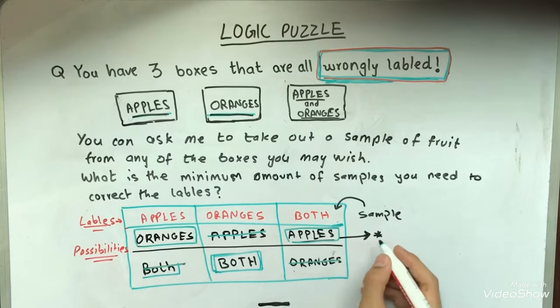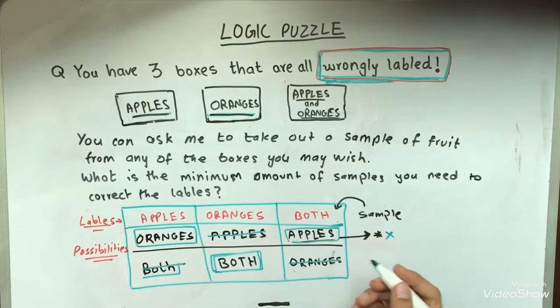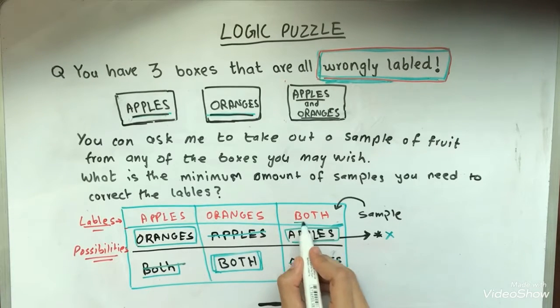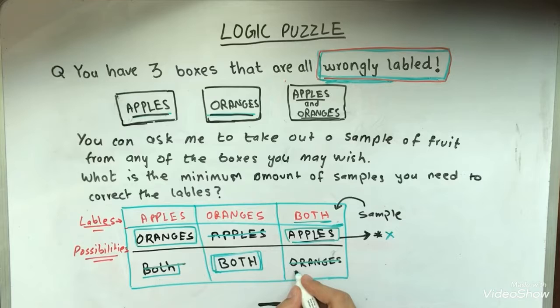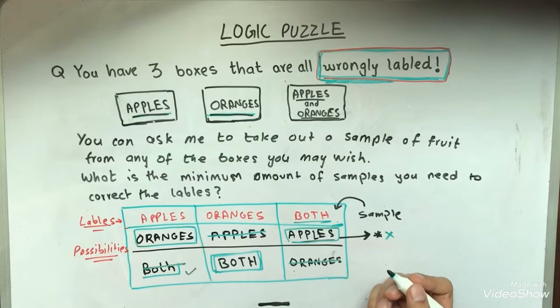If oranges had come out of the box labeled apples and oranges, then you'd know it is the inverse of what I just told you. The box labeled apples cannot contain oranges, because oranges are in this box, so it must be both. And if the box labeled apples contains both, then the box labeled oranges cannot be both, so it has to be apples. So this is the inverse of the case of apples. I hope it makes sense to you.